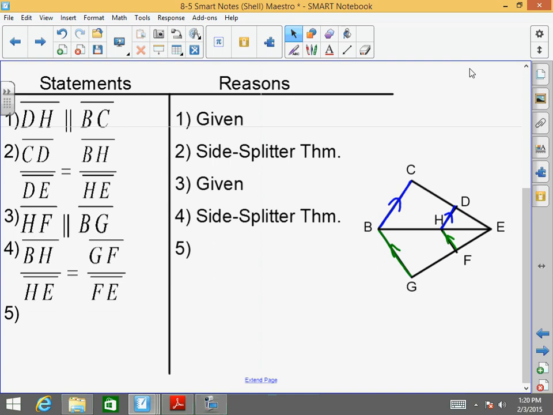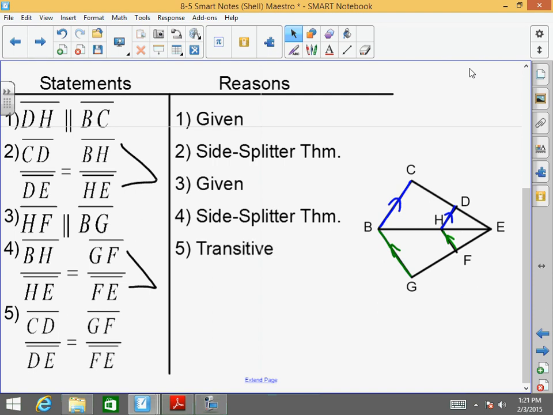Now, pay attention to the two proportions I have. CD to DE is proportional to BH to HE. That's this guy. But isn't GF to FE also proportional to BH to HE? So since I have a BH to HE in both proportions, can't I say that CD to DE is proportional to GF to FE because of transitive? Remember transitive. If angle 1 is congruent to angle 2 and angle 2 is congruent to angle 3, then angle 1 is congruent to angle 3.